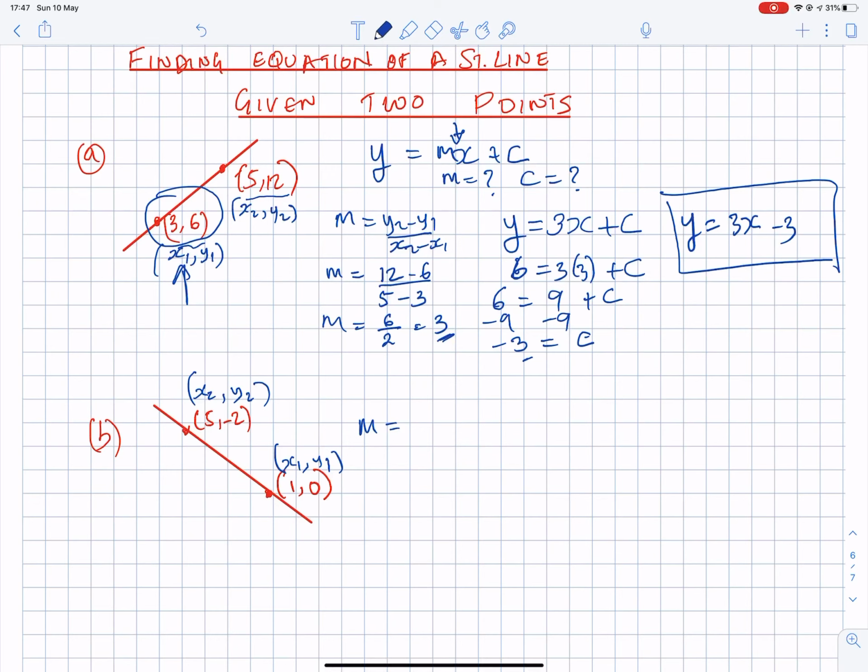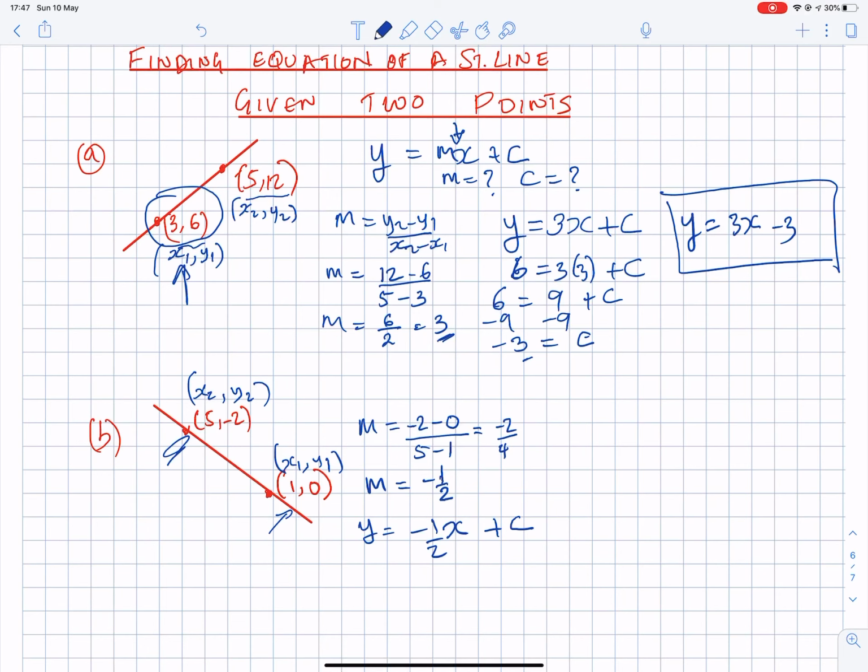So minus 2, take away 0, divide by x2 take away x1, so 5 take away 1, so negative 2 over 4, which will give me negative half. So that's my m. I can now write the equation of a straight line without my c. So I can write y equals minus half x plus c. So I can use one of these coordinates to find my c.